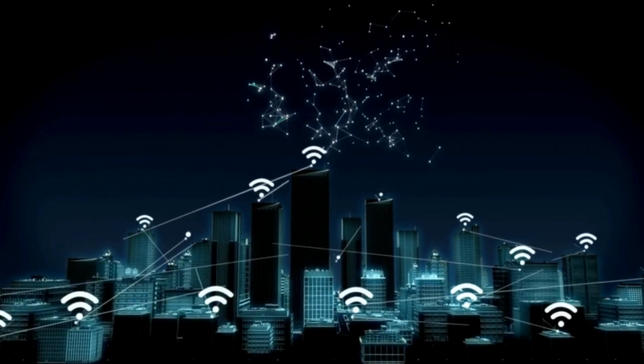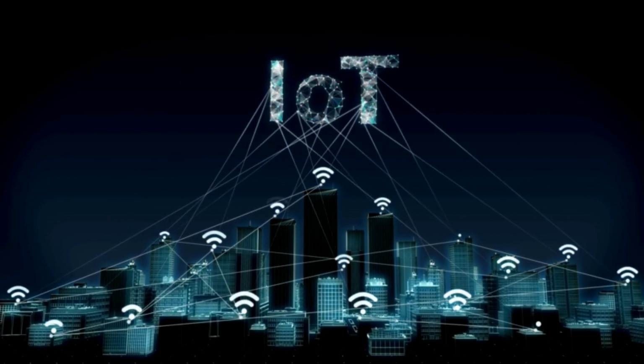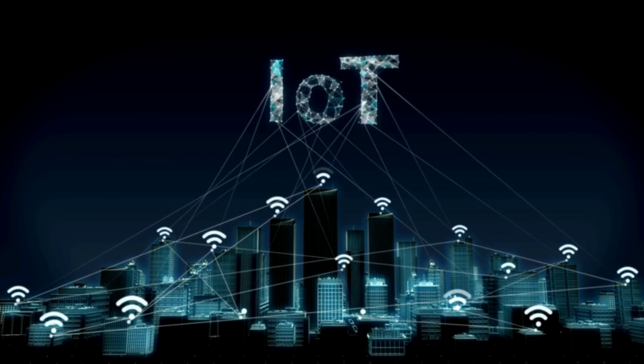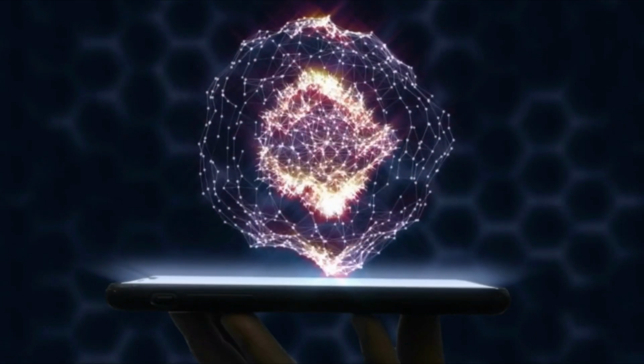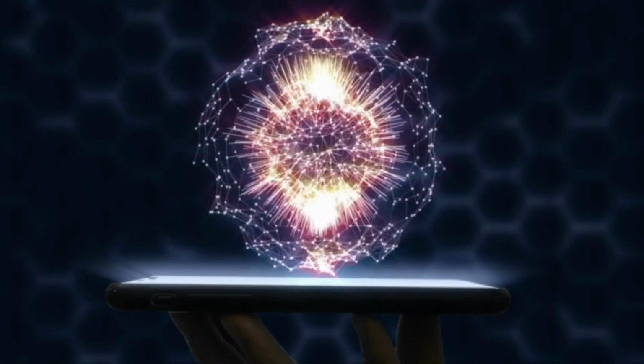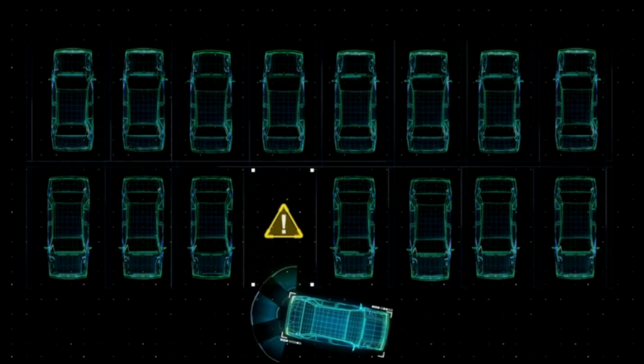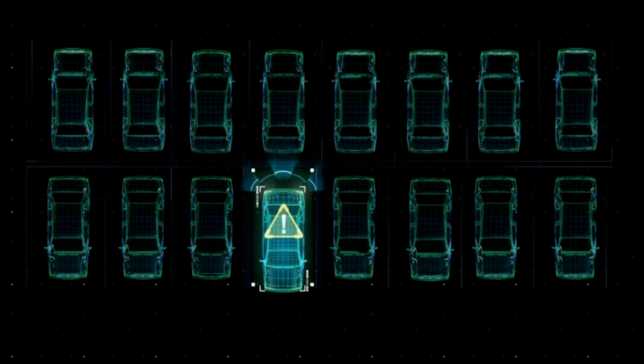So, how does IoT work? At its core, IoT is all about connecting devices to the internet and allowing them to communicate with each other. To do this, devices are equipped with sensors, software, and sometimes even artificial intelligence. This allows them to collect data, analyze it, and make decisions based on that information.